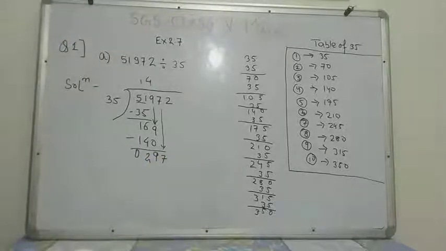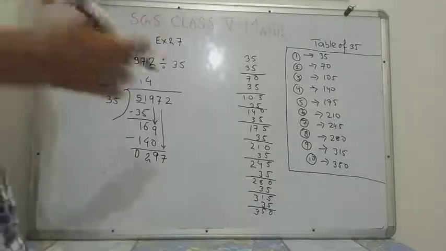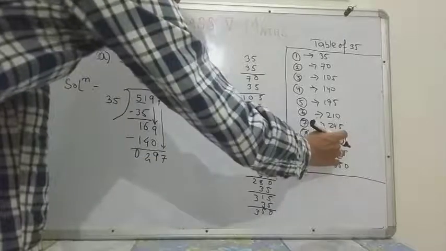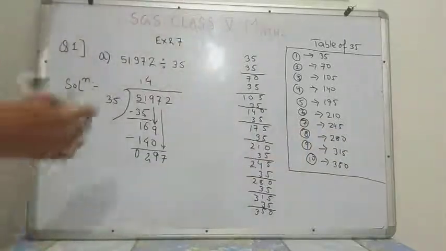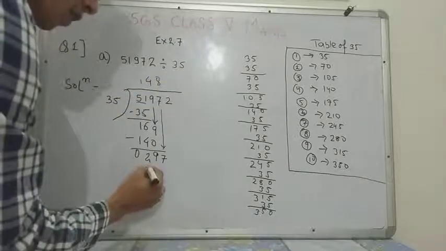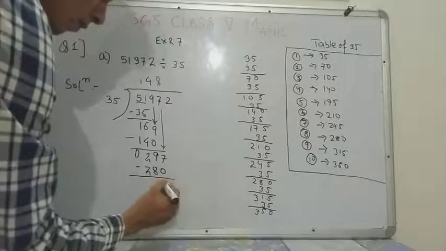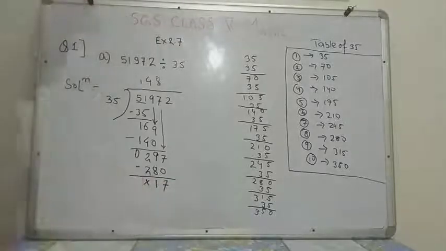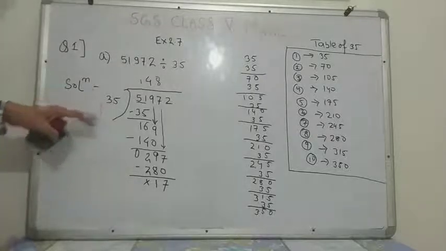Now again we check which multiple comes to 297. We can see that 297 is greater than 280 but smaller than 350, so we multiply by 8 times. 35 into 8 is 280, and again we subtract. Here comes 7, 1, 0. It is smaller than the divisor.